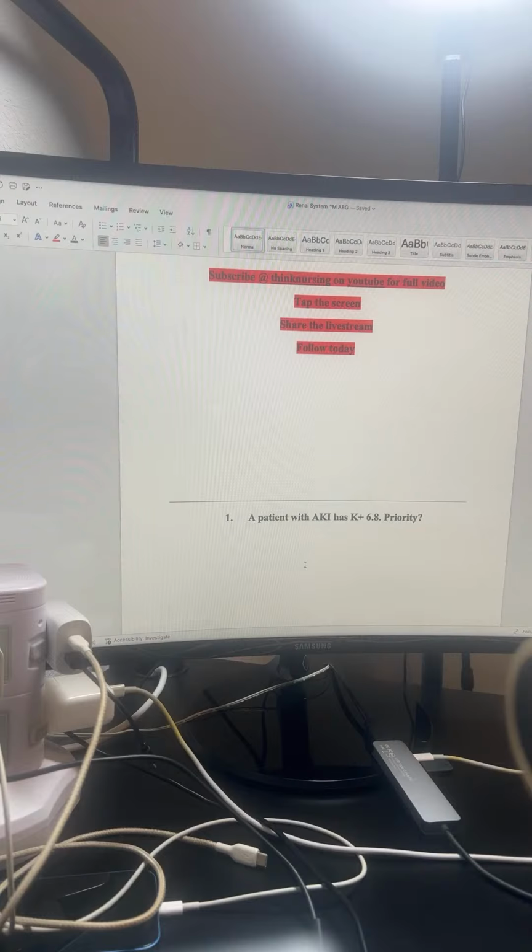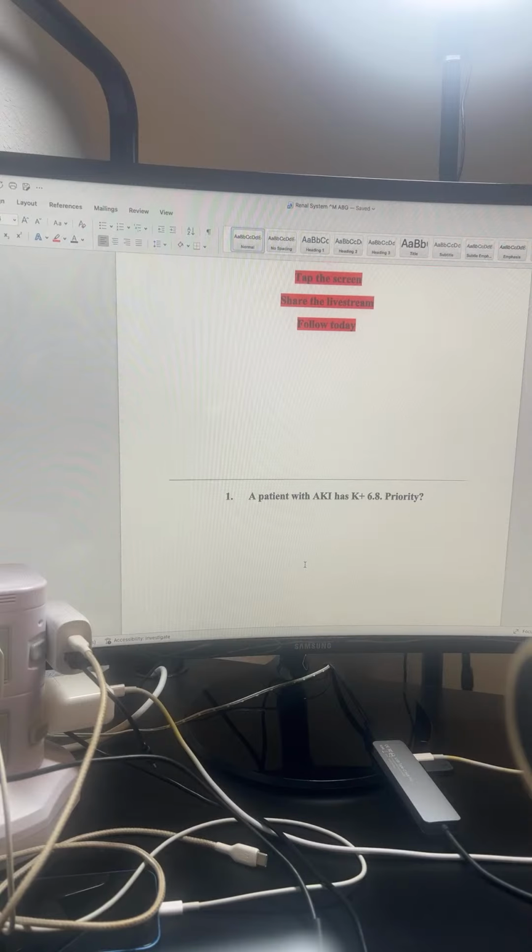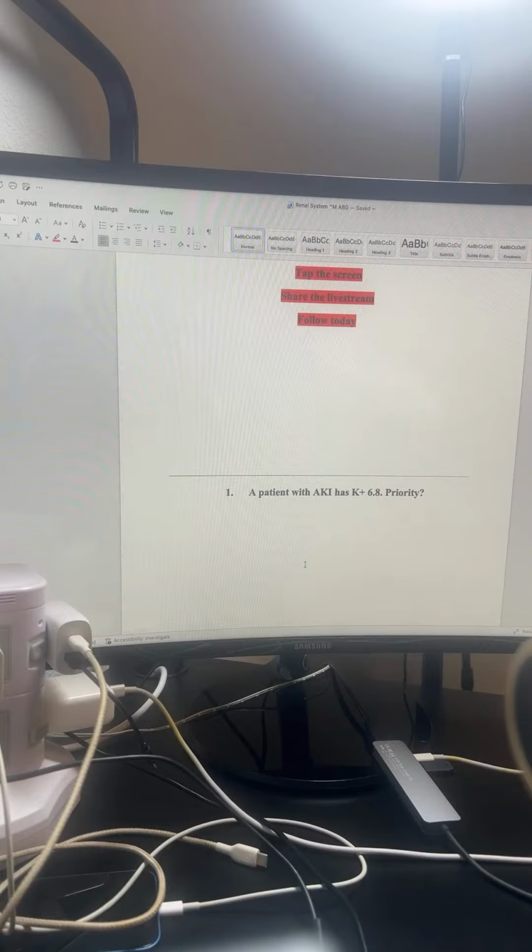Nice. All right. So patient, oh, we already know this one. A patient with acute kidney injury has a potassium of 6.8. What's the priority here for this patient? We want to get the potassium lower, definitely.